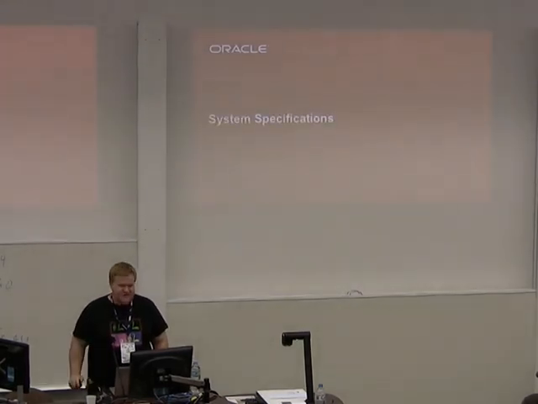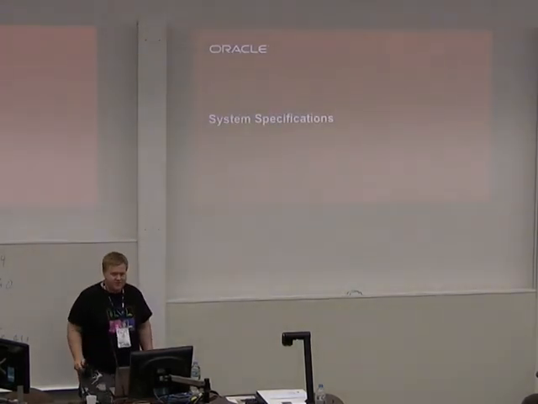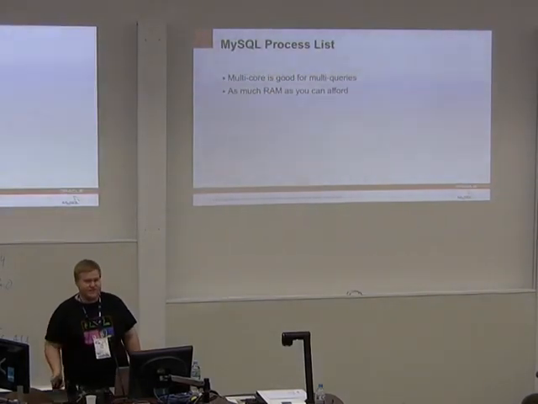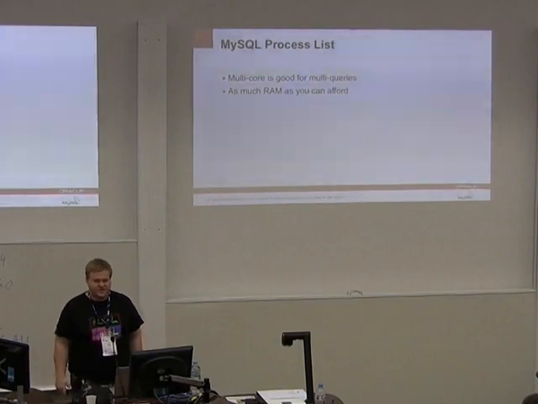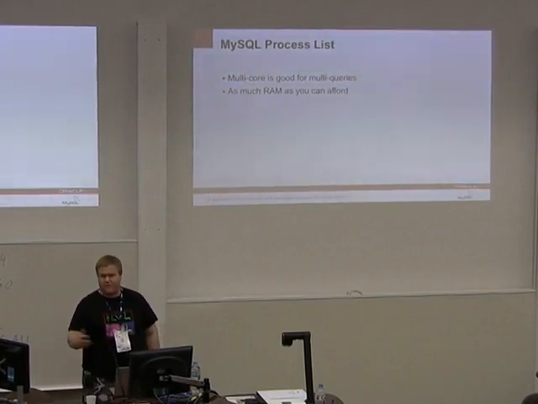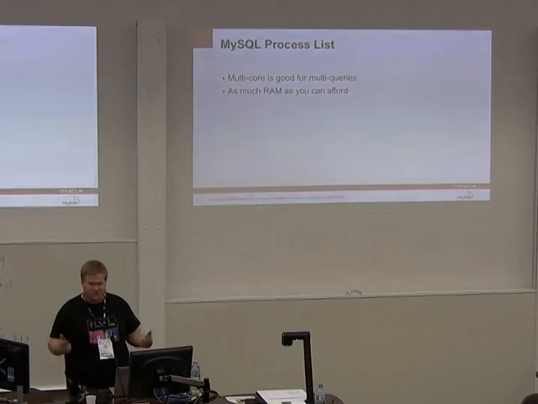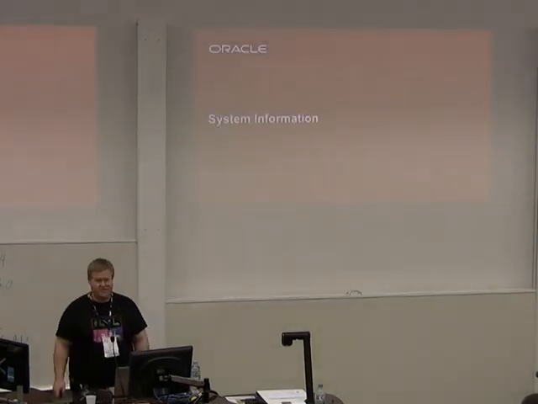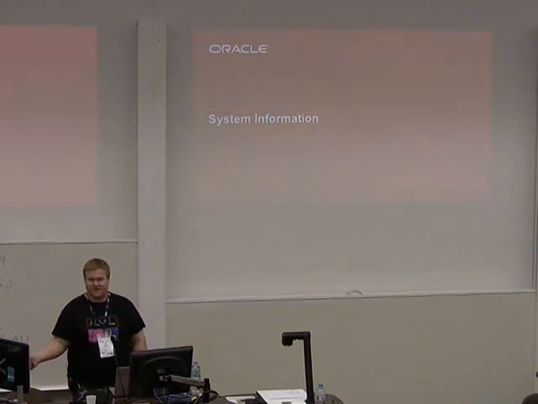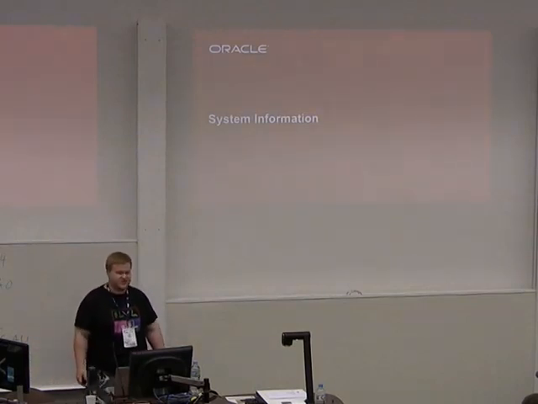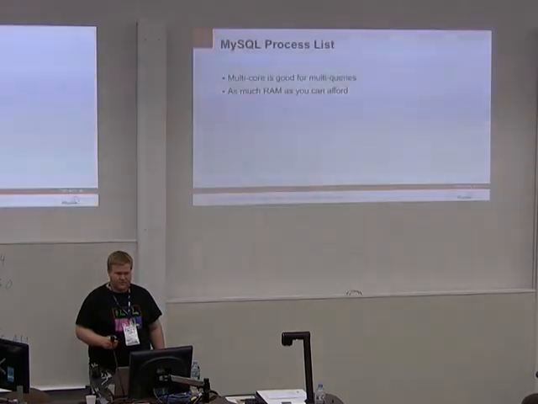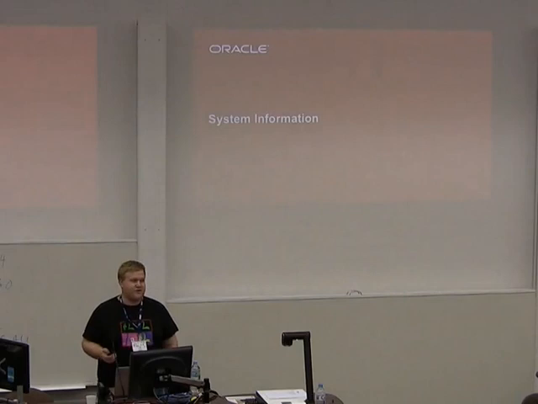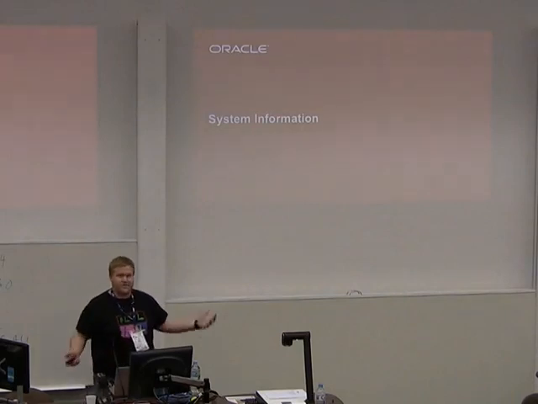A quick talk about system specifications that are ideal for MySQL. Multi-core is good. MySQL 5.5 and 5.6 have now gotten very good at servers with 16, 32 cores. That wasn't the case in earlier versions, so if you saw some problems there, it's a lot better now. And get as much RAM as you can afford. MySQL loves RAM, databases love RAM. RAM is much faster than disks, even SSDs. So SSDs are great, but RAM is faster than SSDs. A couple of bits of system information we can look at to maybe get some idea, are we having some problems on our server?